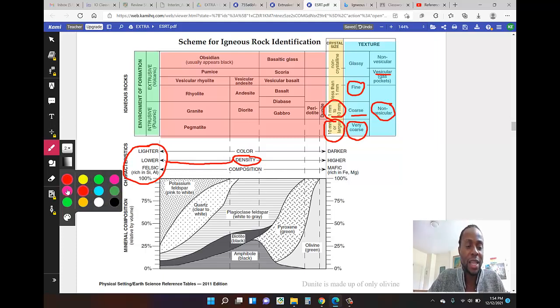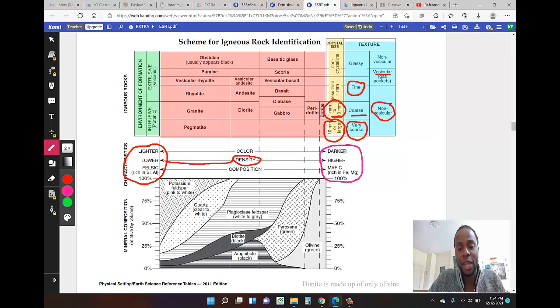Then to the right side are the rocks that are darker, and they are higher in density and they are mafic, which means they contain iron and magnesium, right? Then if you continue reading downward, it tells you about the mineral composition. Now, it is minerals that come together to form rocks.